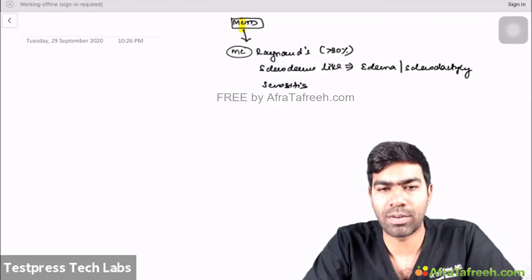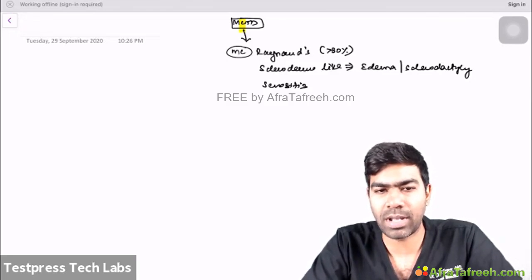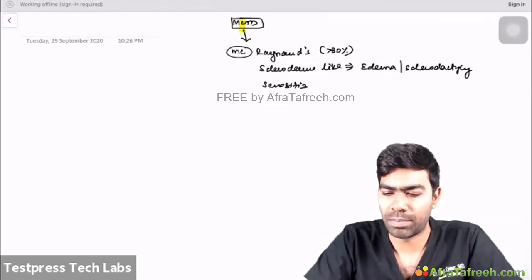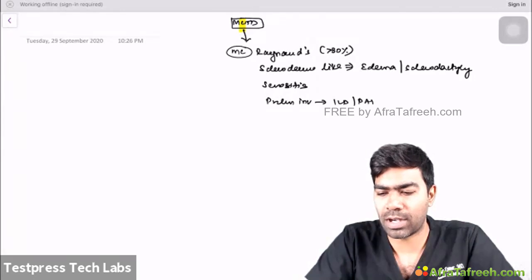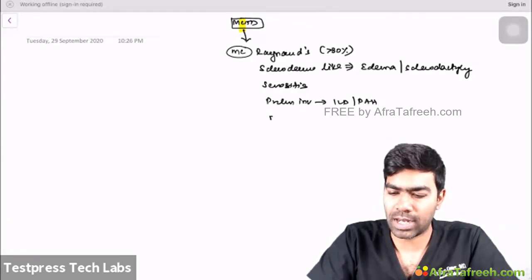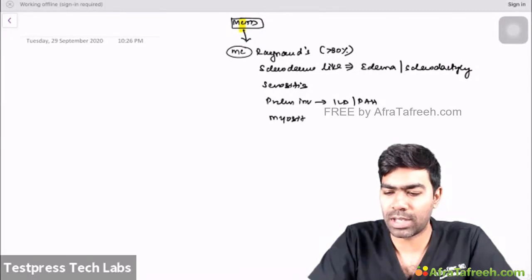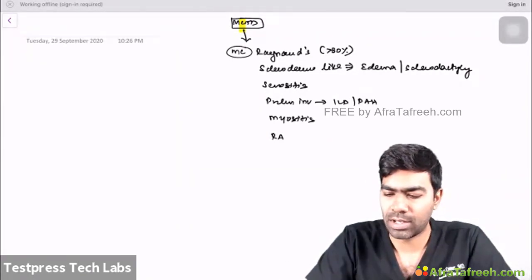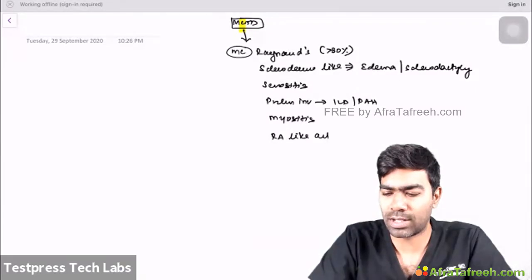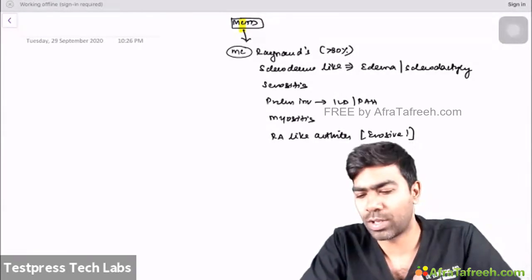that can result in the development of chest pain. At the same time, they can also develop pulmonary involvement, resulting in either ILD or pulmonary artery hypertension. Plus, they can develop myositis, mimicking polymyositis or dermatomyositis. Plus, at the same time, they can have rheumatoid arthritis-like arthritis, and it could be erosive as well. I'm not saying always, it could be erosive as well.